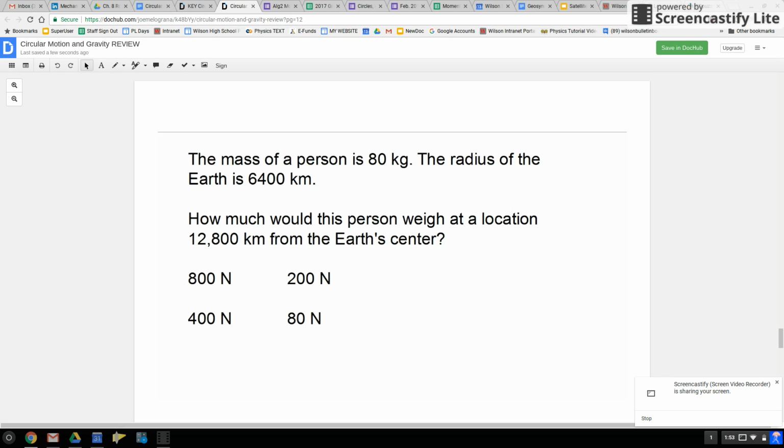The mass of a person is 80 kilograms, and the radius of the Earth is approximately 6,400 kilometers. How much would this person weigh at a location that was 12,800 kilometers from the Earth's center?